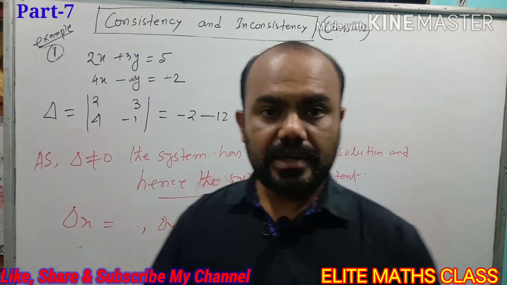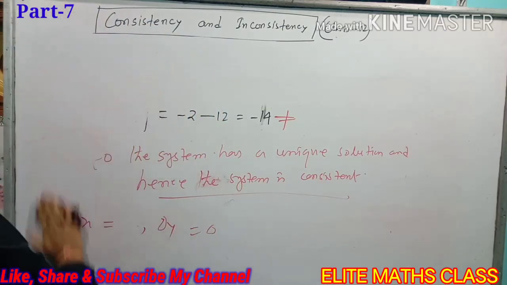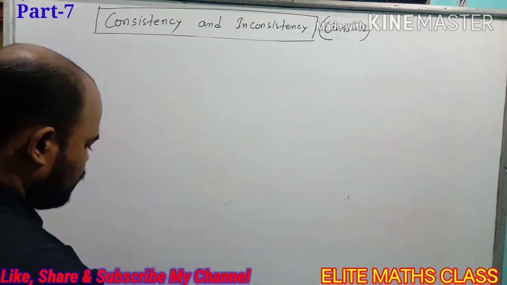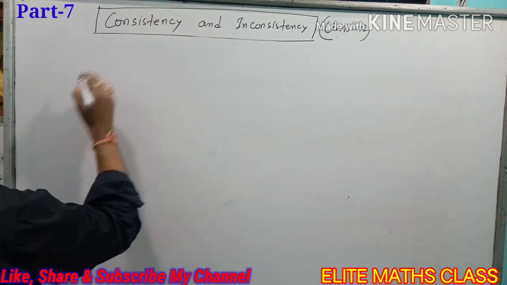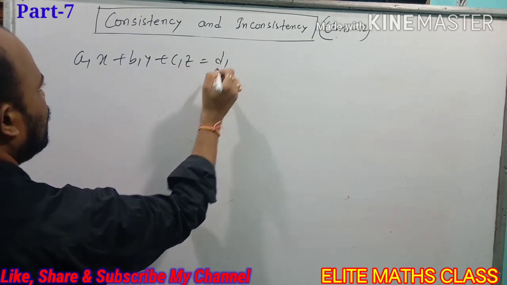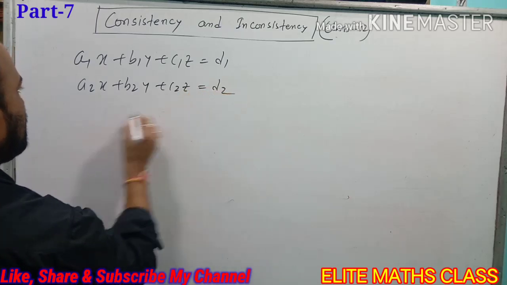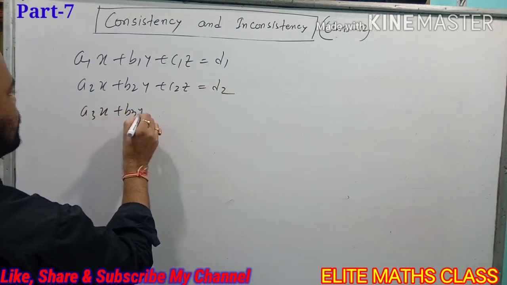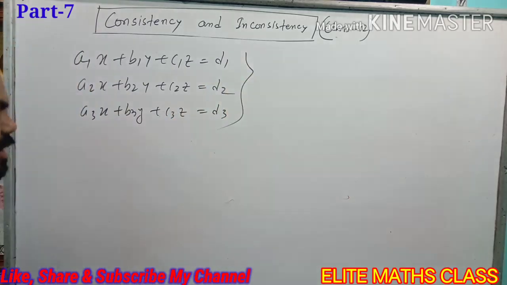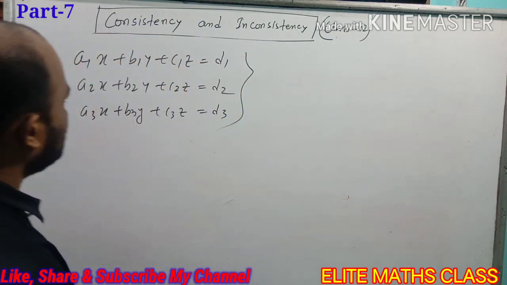Now let us check the conditions for a system of linear equations in 3 variables. The conditions are almost the same, just one determinant will be extra and all other conditions are the same as for a system of linear equations in 2 variables. Let us take a system of linear equations in 3 variables: a1x plus b1y plus c1z equal to d1, and so on, up to a3x plus b3y plus c3z equal to d3. This is a system of linear equations in 3 variables, that is, 3 variables and 3 equations, and all the equations are linear.